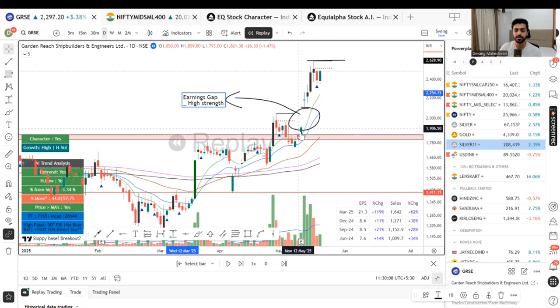Something came too positive in this result, and that's why you've seen this 14% opened, and then it sustained also for full day. On one side, we have seen in Charlotte Hotels, it went 15%, 14% gap up, and then in full day, it got fully reversed. But here it did sustain till the end of the day. So this is telling you high in strength.